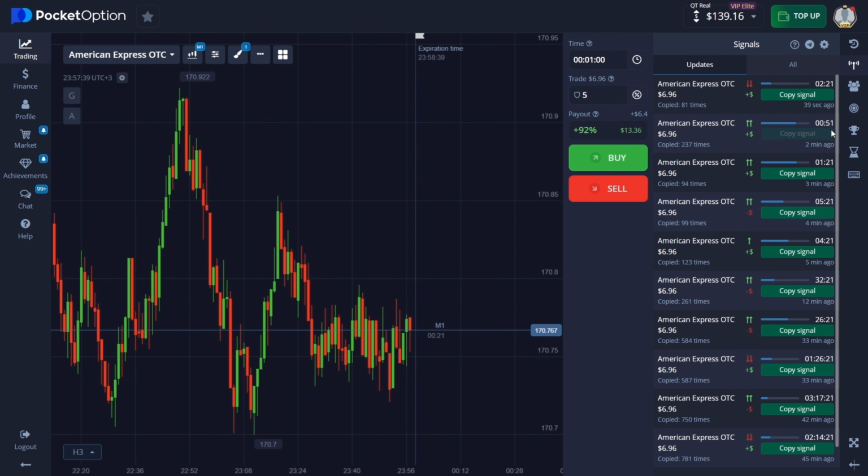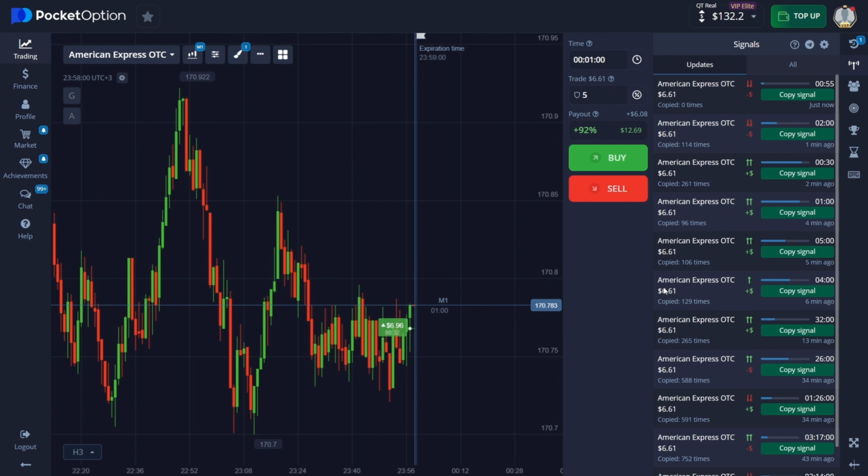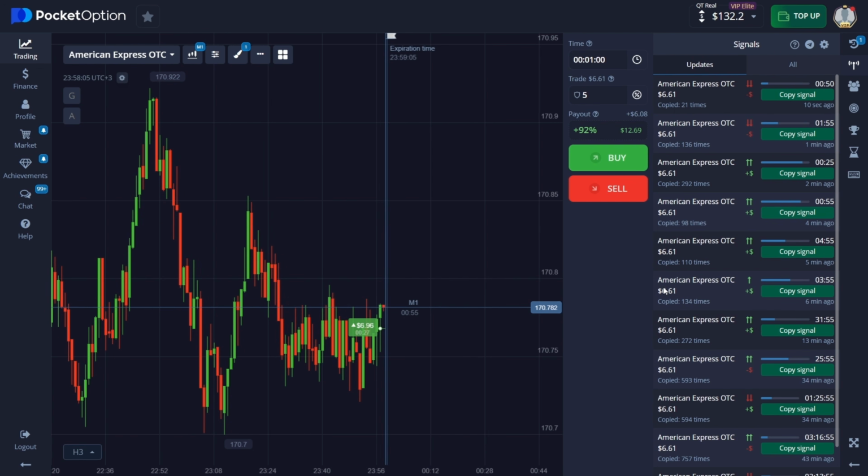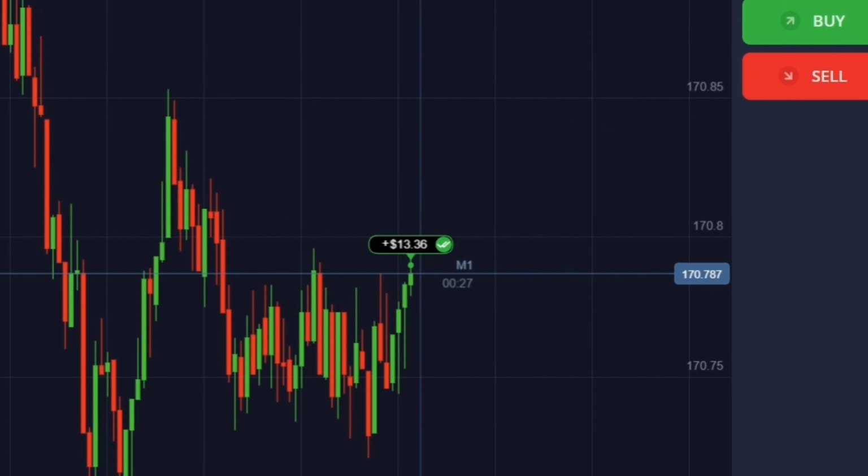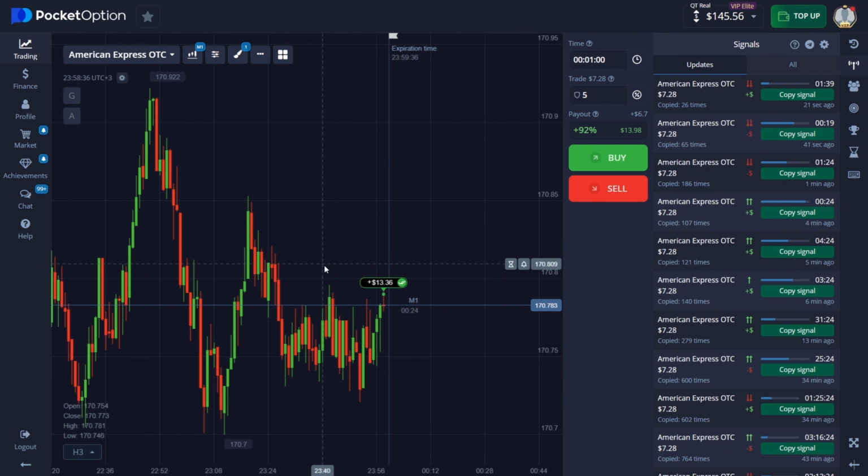Here we have a trade. The copy time is 236, and this is a 50-second trade. I copied it as an upside trade. The trade was going in our favor, but we still had 35 seconds left. With only a few seconds remaining, I won our last trade. Now my balance has increased to $145.56. I've almost gained 45% ROI.